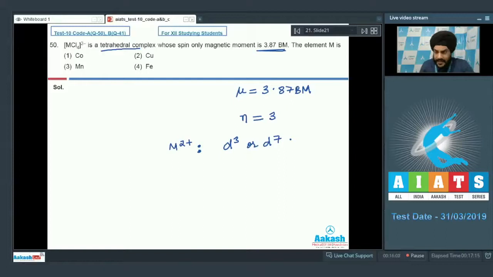Now if you look at the other information which is given to us, the examiner has told us that the complex is tetrahedral, which means that the d3 case is not possible, as a d3 will form a square planar complex when it is 4 coordinated. Okay. So the only option left to us is d7. So we have a d7 configuration present for M2+. So it must mean that the metal M is cobalt. Students, for this question, we have to select the correct option as option 1. Let us look at the next question.